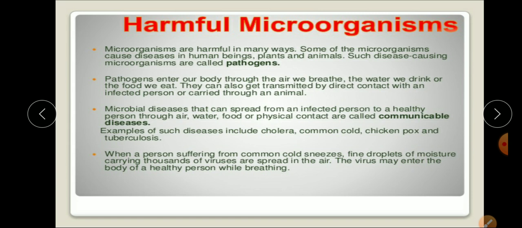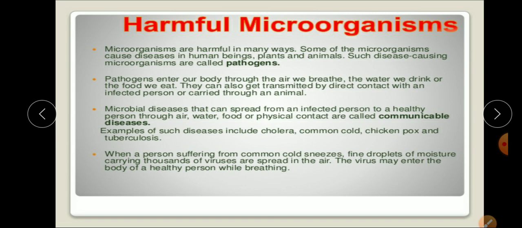Some microorganisms even spoil food, clothing, and leather. Okay, such types of microorganisms are harmful not only for human beings, plants and animals. They even spoil the food also, your clothes also, and the leather, right?